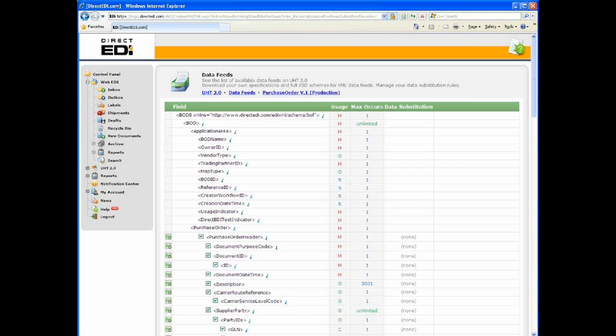Great. And so this is the same process that would be repeated for each of the other document types. Correct. Fantastic.